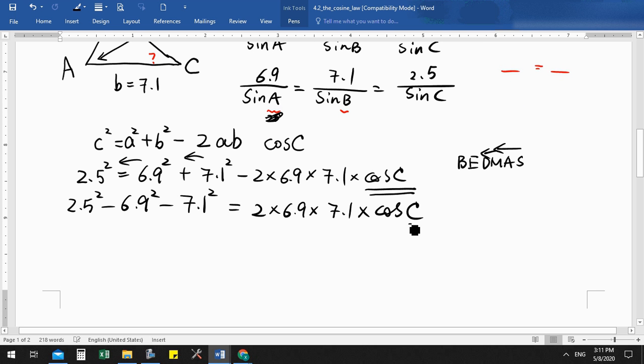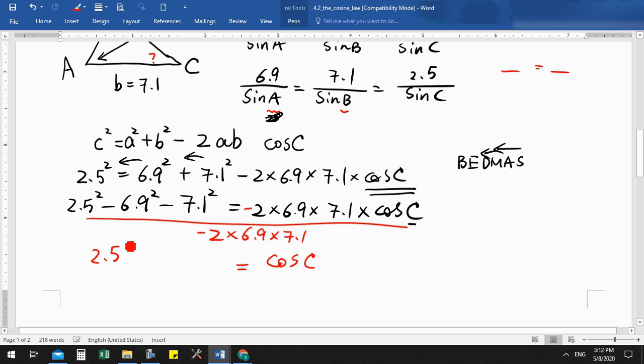We want to isolate angle C, so we need to move the 2 times 6.9 times 7.1 to the other side. Here is multiplication, so the opposite operation is divide. You divide this on both sides. This side you will have cosine C left, and the other side you will have 2.5 squared minus 6.9 squared minus 7.1 squared, all over negative 2 times 6.9 times 7.1.